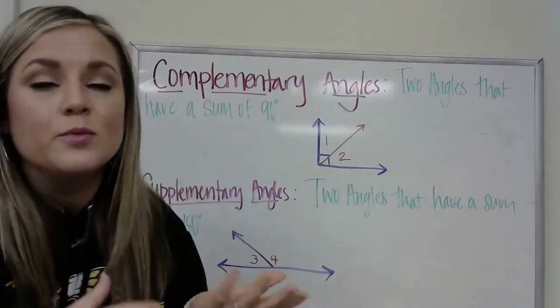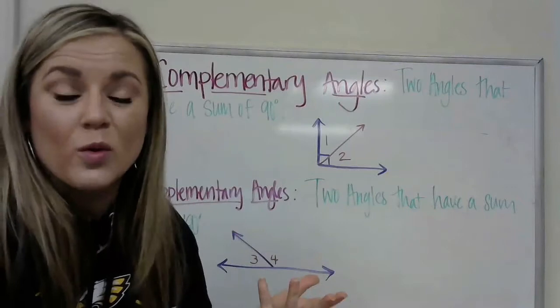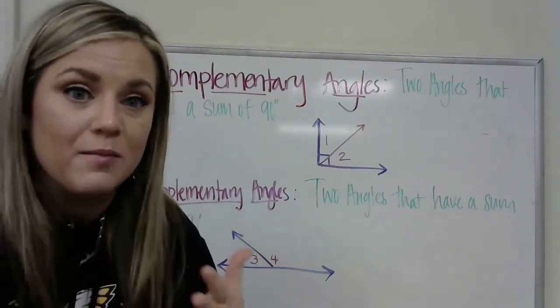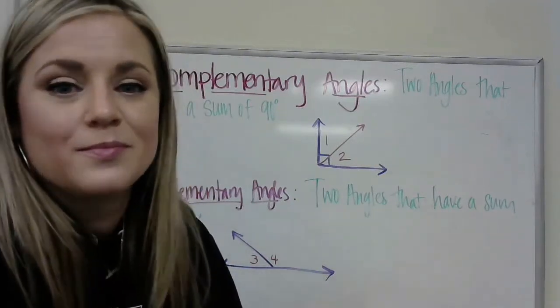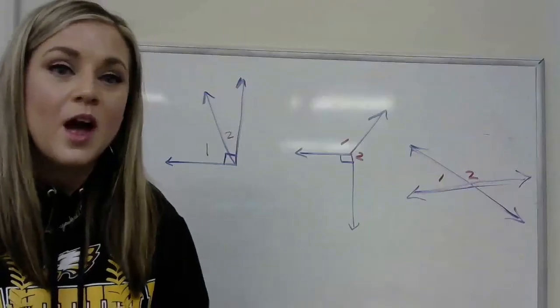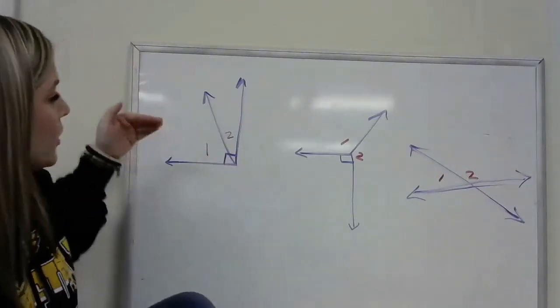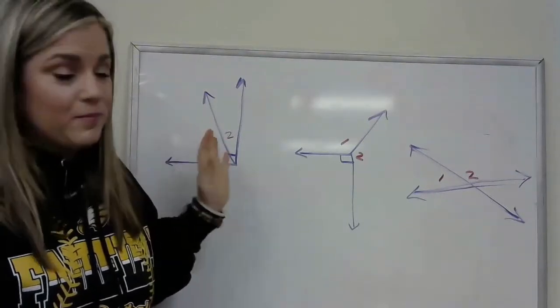Okay, so the reason we need to know this is because they're going to give us some problems similar to what we had yesterday, where we're solving for an x or trying to figure out a measure, okay? So let's get into some examples. This first set of examples is going to be super easy. We're going to label: is this complementary, supplementary, or neither?